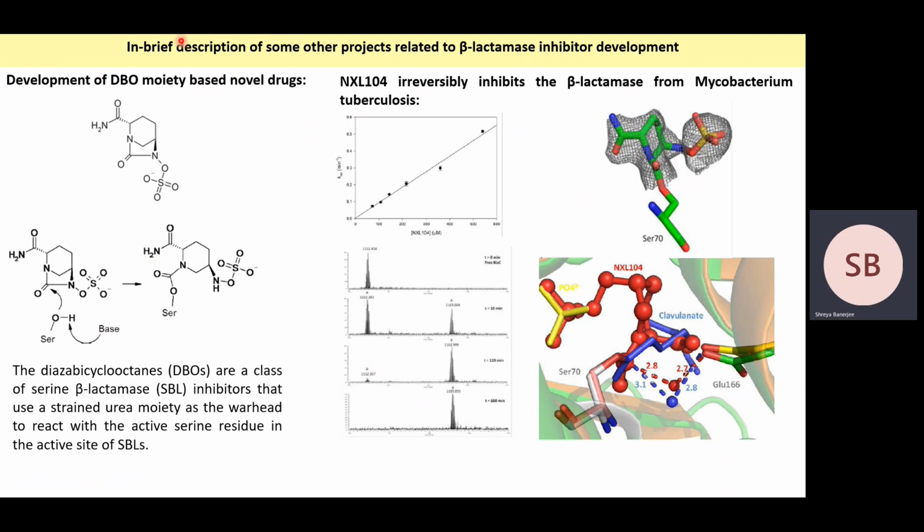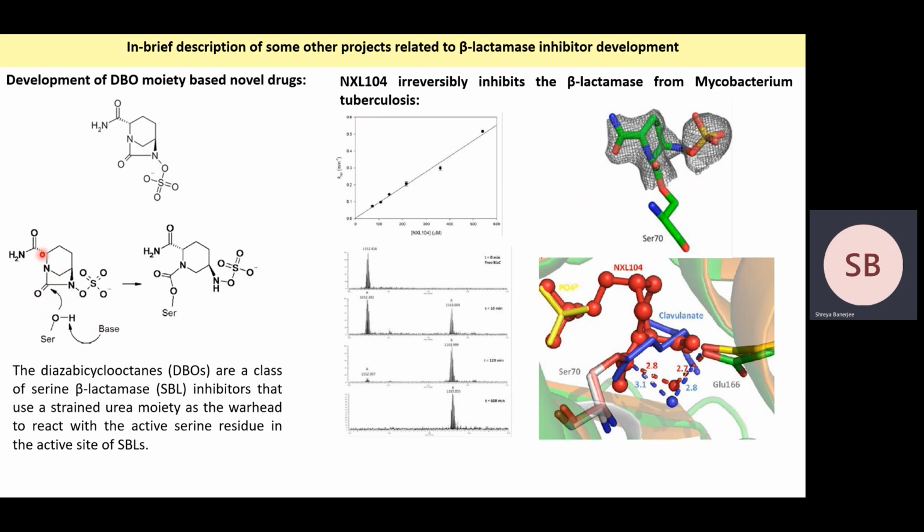We will look into a brief of another project related to beta-lactamase inhibitor development. This is called the development of DBO moiety-based novel drugs. So diazabicyclooctane, or DBO, are a class of serine beta-lactamase or SBL inhibitors that use a strained urea moiety, which is this N-C=O-N.